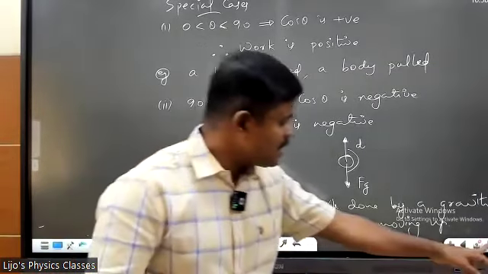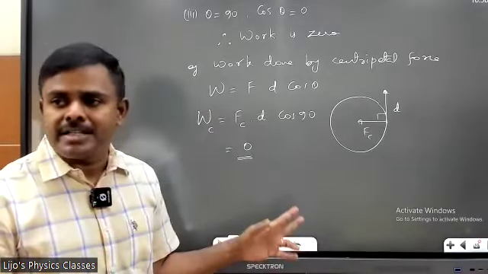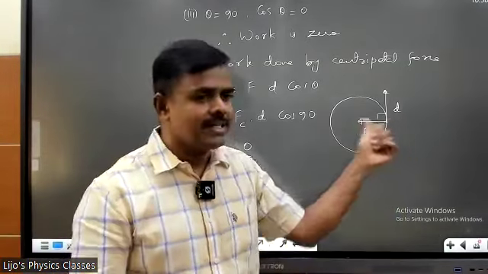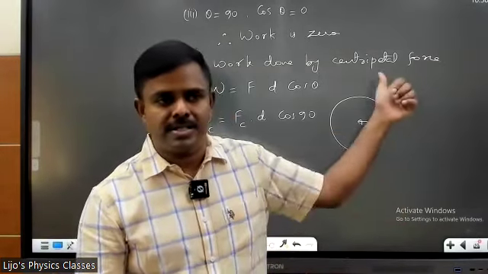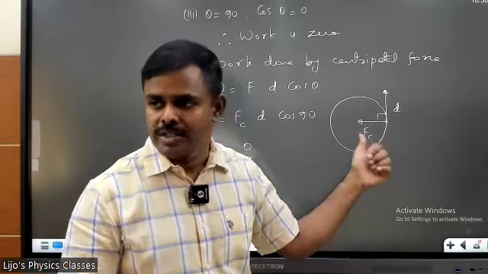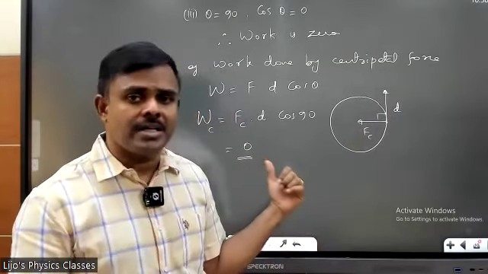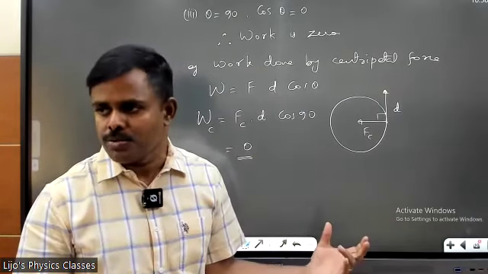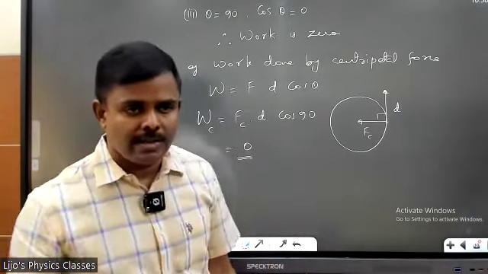And work done can be zero as well, provided theta is 90. For example, the centripetal force case: the force is acting toward the center and displacement is tangential. As you can see, the angle is 90 degrees, right? Work done will be zero. This is a standalone question also: show that work done by centripetal force is zero. It's a 2-mark question, only 3 steps. Draw the figure and write it.